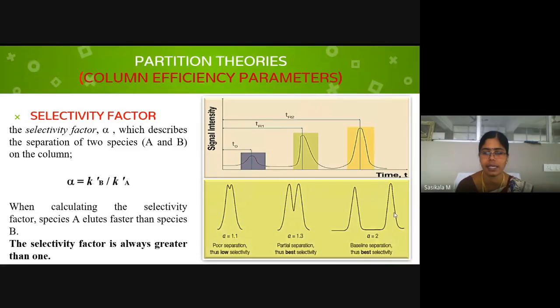Okay, this is the ideal separation with the prescribed retention time. So this is about the selectivity factor, which also affects column efficiency, for two molecules.